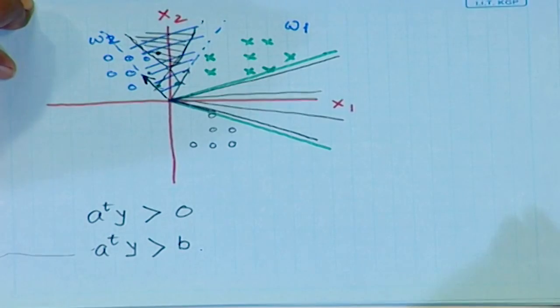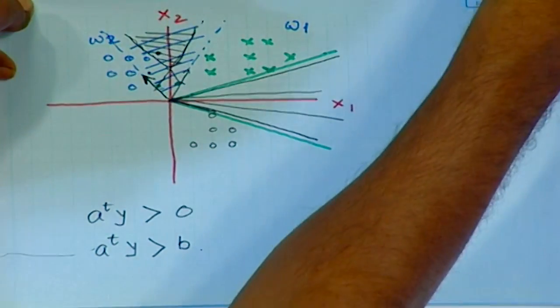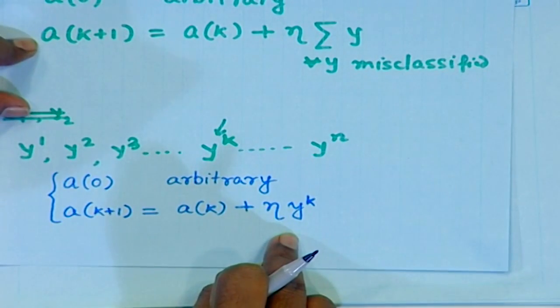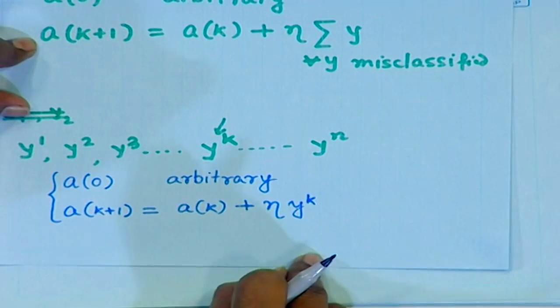Okay. So, in this criteria, to decide whether this yk is classified or misclassified, I will not use A transpose yk greater than 0 to decide if it is misclassified. Rather, I will say if A transpose yk is greater than B, then it is properly classified or safely classified. If it is less than B, but greater than 0, it is properly classified, but still not safe.